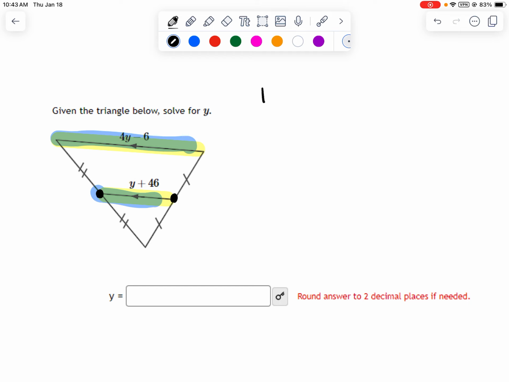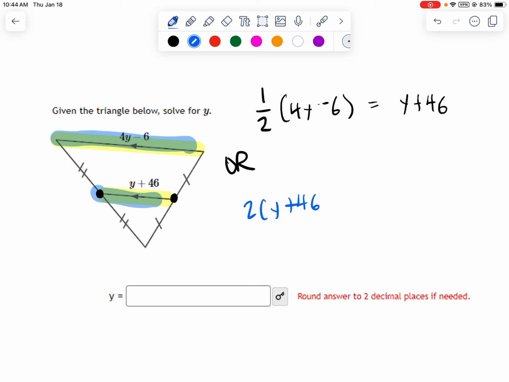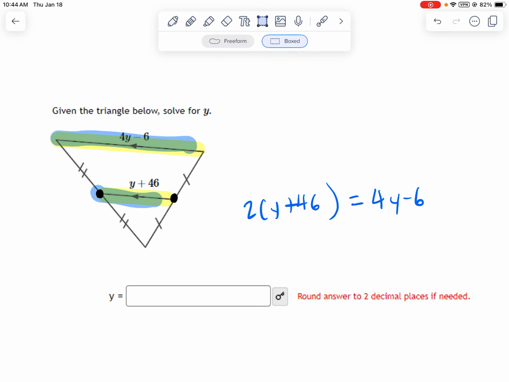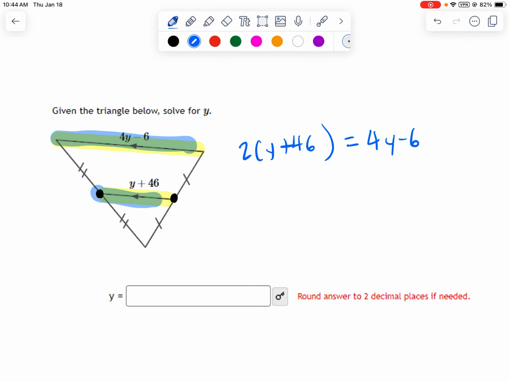So you could do half of the large, 4y minus 6, equals the small, 2y plus 46. Or you could do double the small equals the large. Either of these is going to give you the correct answer. They are equivalent to each other. I find students generally have a harder time with fractions, so I'm going to use the one with whole numbers, just as a personal preference. So I'm going to distribute the 2.